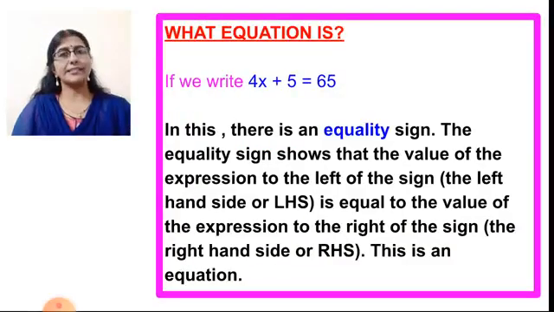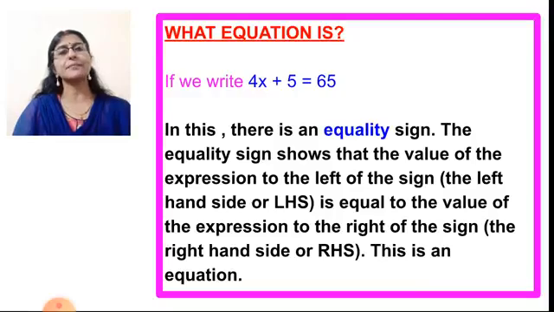Now what is an equation? If we write 4x plus 5 is equal to 65, you can see there is an equality sign. The equality sign shows that the value of the expression to the left of the sign, that is the left hand side, is equal to the value of the expression to the right of the sign, that is the right hand side. And this is called an equation. That means an equation will have an equal to sign in between, and LHS of the equation should be equal to RHS of the equation.